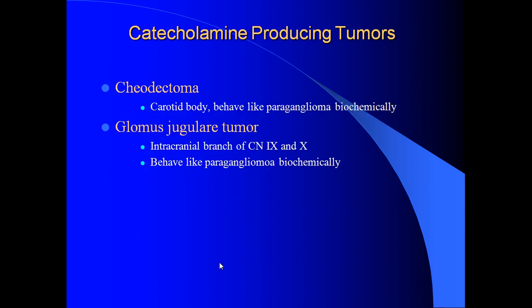Then we have chemodectoma, which is because of the carotid bodies, and they behave like paraganglioma biochemically. Glomus jugulare tumor, which is at the intracranial branch of cranial nerves 9 and 10, also behaves like paraganglioma.